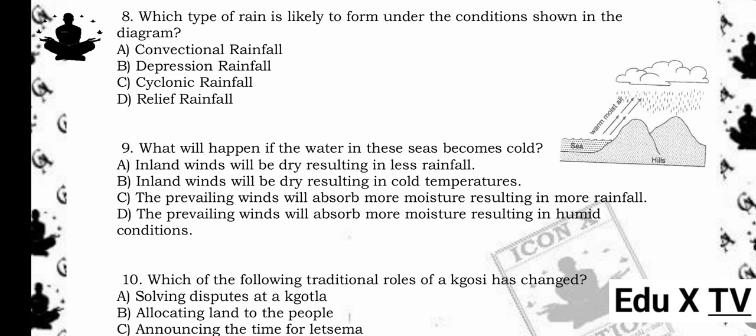9. What will happen if the water in these seas becomes cold? A. Inland winds will be dry resulting in less rainfall. B. Inland winds will be dry resulting in cold temperatures. C. The prevailing winds will absorb more moisture resulting in more rainfall. D. The prevailing winds will absorb more moisture resulting in humid conditions. The answer is A. Inland winds will be dry resulting in less rainfall. Reason being, cold seas reduce evaporation, leading to dry inland winds and less rainfall.